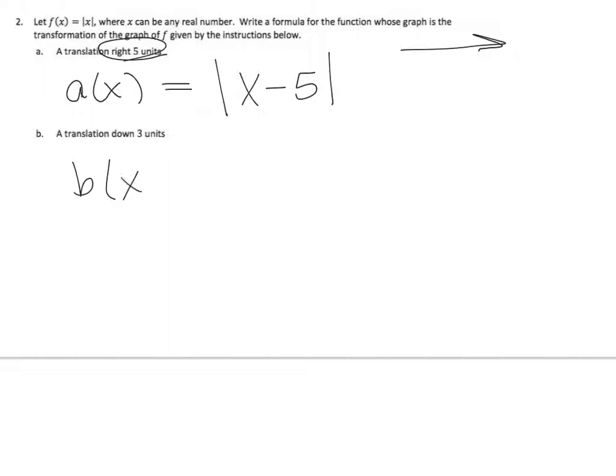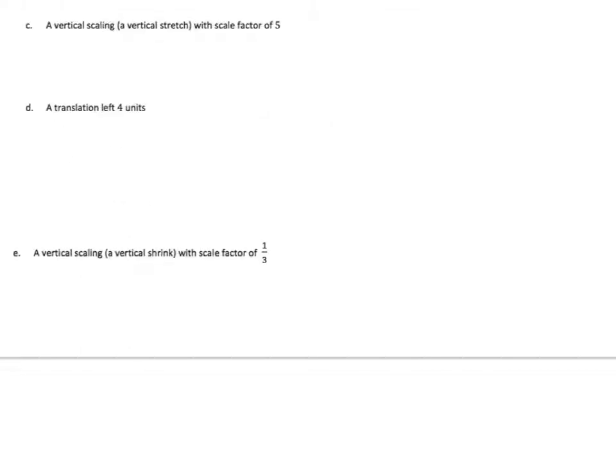If we go down 3, we do outside. Okay, you have to learn these and remember them. They're not difficult, you just have to know them. Here's where we have to remember, this has been a while, we do a vertical scaling or a stretch with a scale factor of 5. The vertical scaling is on the outside of our absolute value.